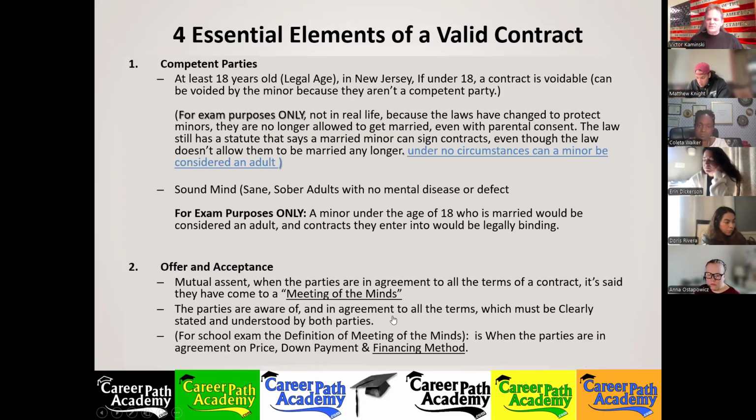Versus for state exam, it's the wider definition. It's just when the parties are aware of and in agreement on all the key points of the contract.